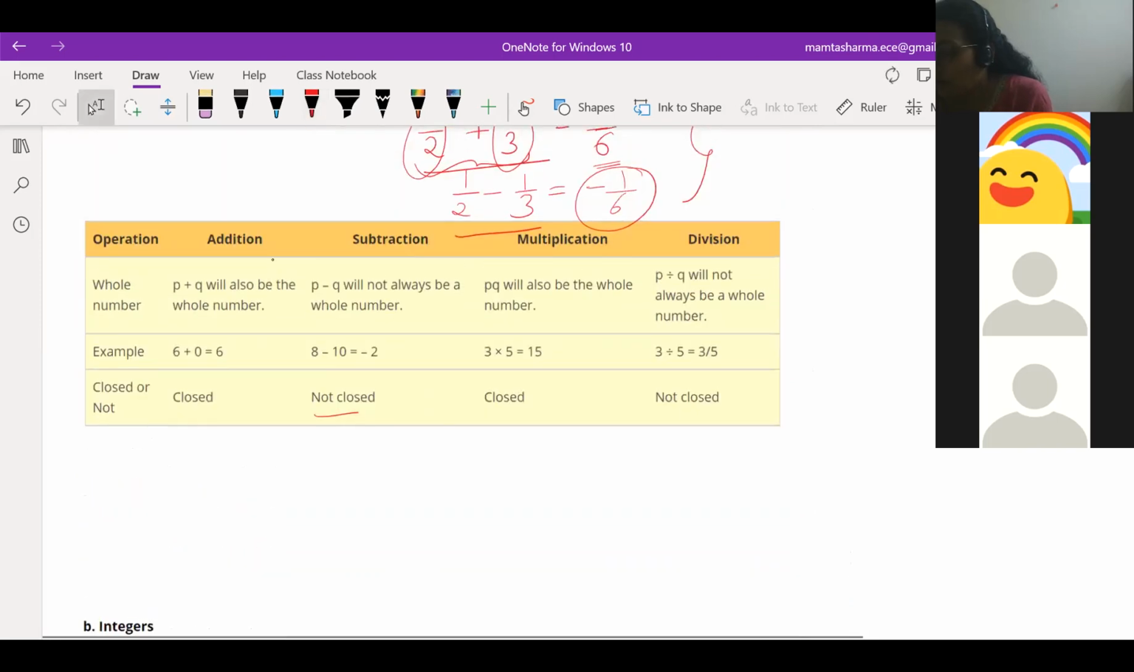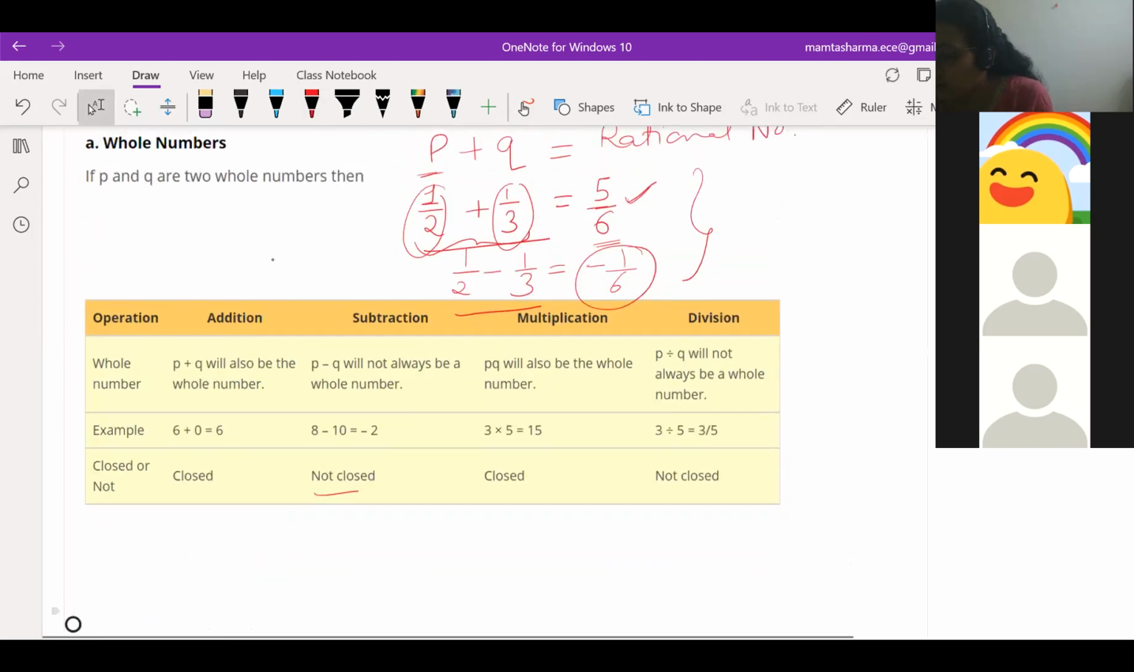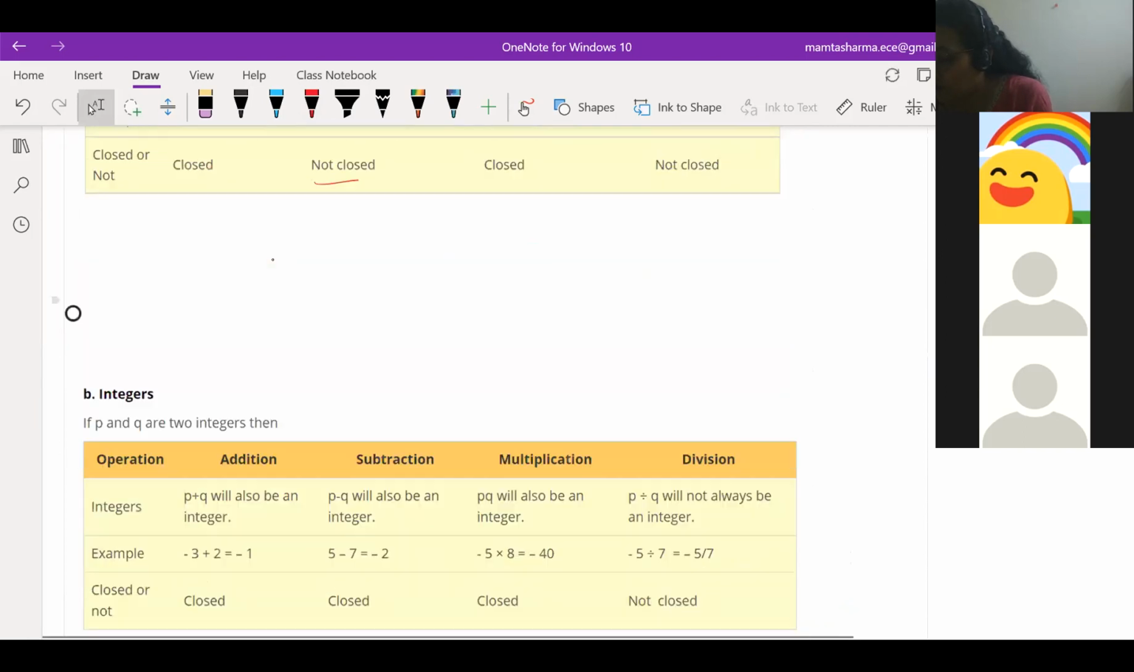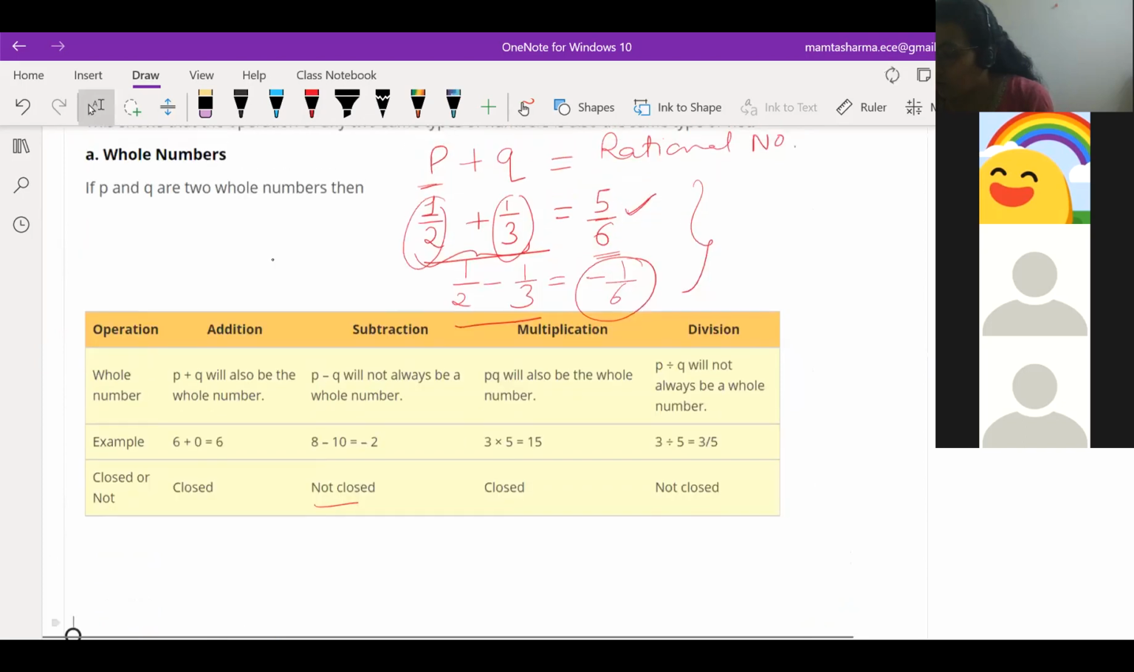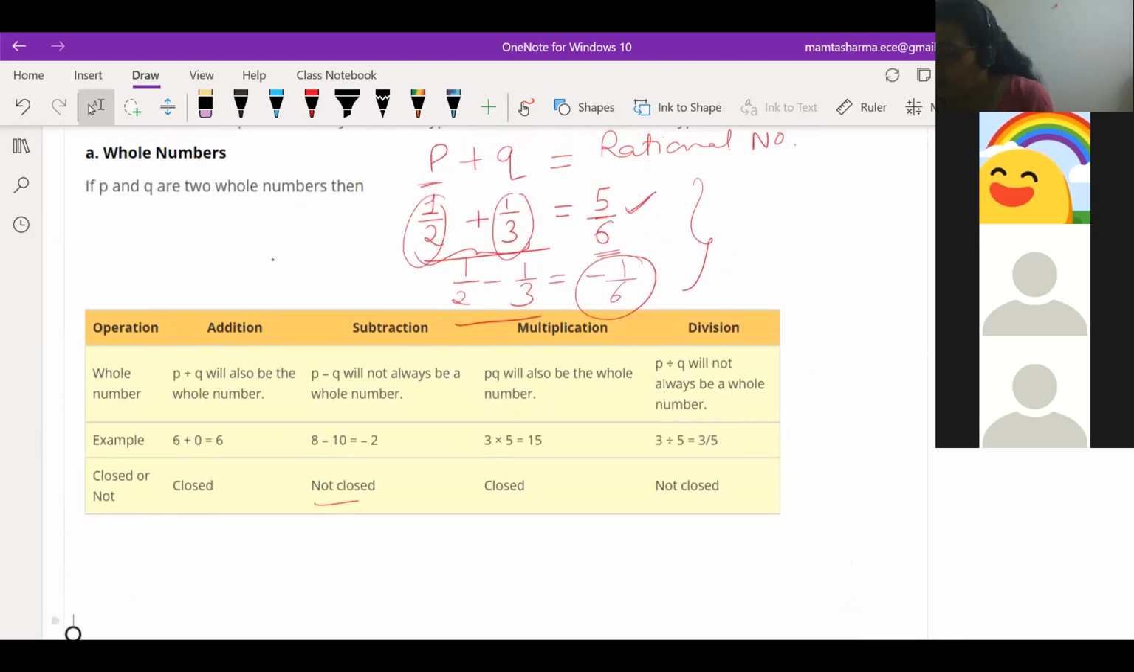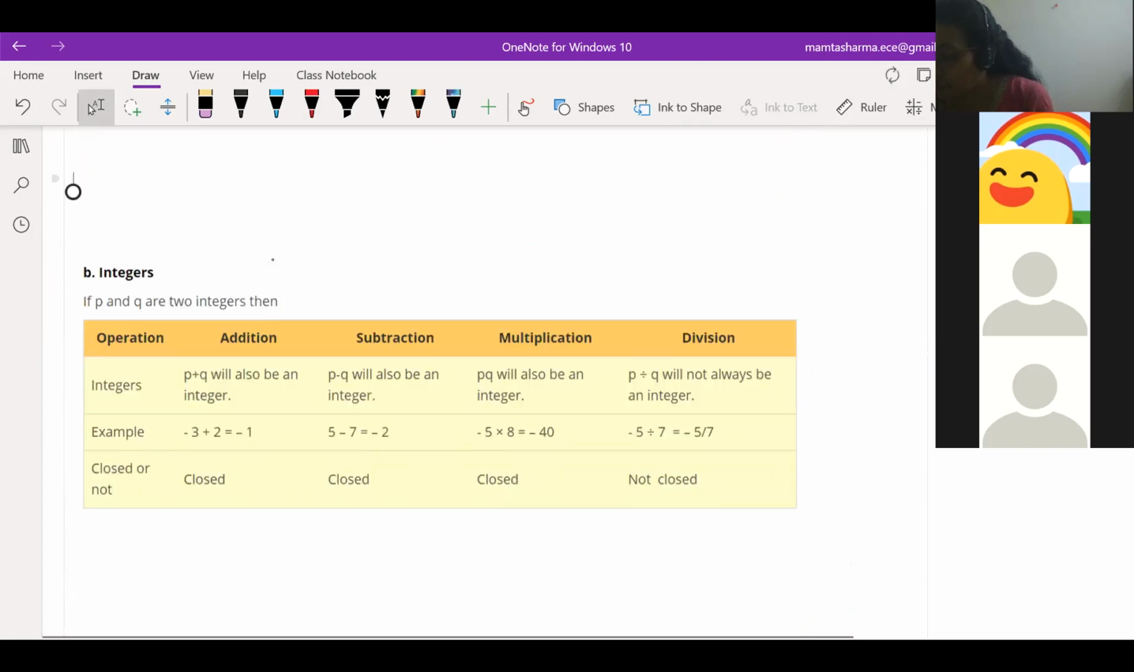Now this is your homework. Note down: you have to check the same closure property for whole numbers and integers. Can you do it yourself? Note down this homework. Check the closure property for whole numbers and integers.